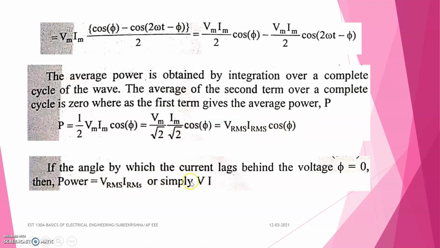If the angle φ by which the current lags behind the voltage becomes 0, then cos φ is equal to cos 0, and we know the value of cos 0 is 1. So the average power of the AC circuit becomes Vrms into Irms, or simply we can write it as P = V into I.